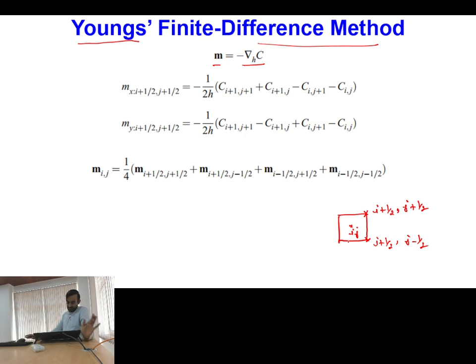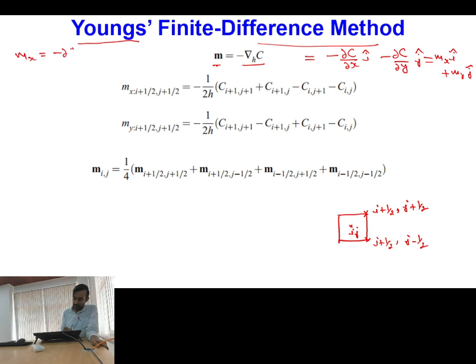Now let me do one thing. When you are doing this, m equal to minus the gradient of c, you will find it as nothing but minus del c by del x i cap minus del c by del y j cap. This I can write as the x component along i plus the y component along j. So from here you can say that the x component of the slope is equal to minus del c by del x.